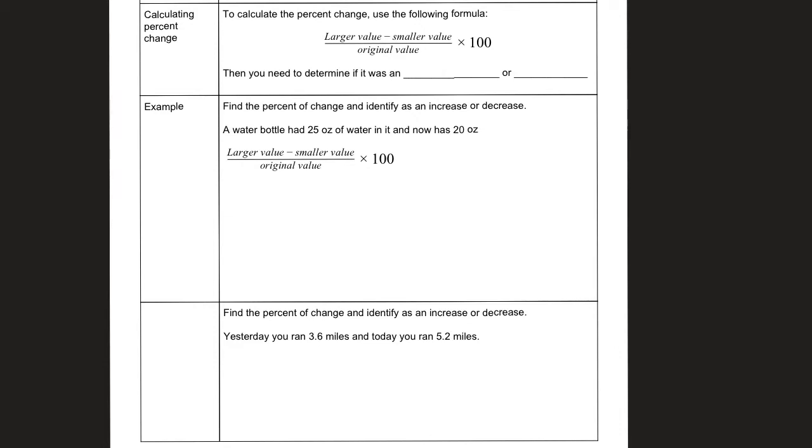Okay, so we're just finding how much it's changing by and then making that a percent. So basically a fraction into a percent. To calculate the percent change, we're going to take the larger value minus the smaller value, then divide by the original value, or what we started with, and then times 100. After we do that, we need to figure out if it was an increase, if it went up, or if it was a decrease. It went down.